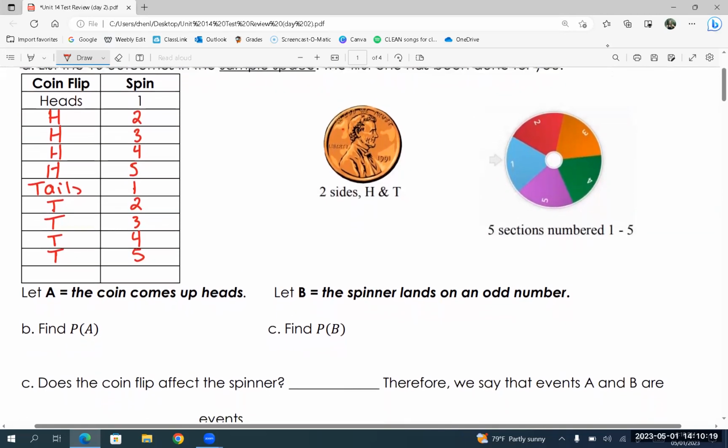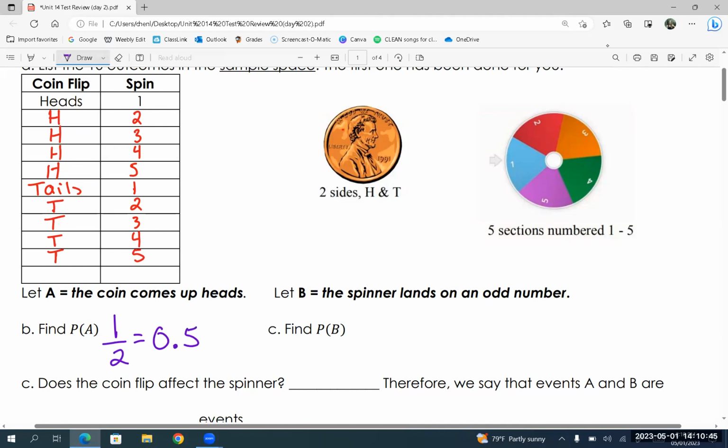Okay, they're letting event A be that the coin comes up heads. Event B is a spinner lands on an odd number. So the probability of getting event A, so the coin coming up heads, would be 1 out of the 2 options, or 0.5. Make sure you don't give a percentage unless it specifically asks for a percentage. You can either reduce the fraction or give the decimal.